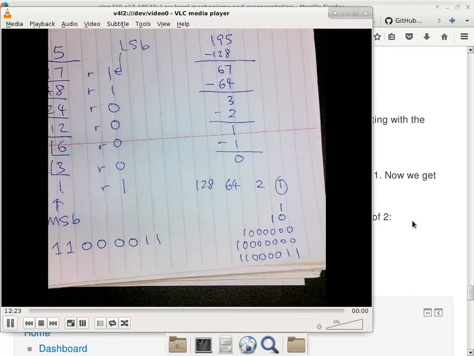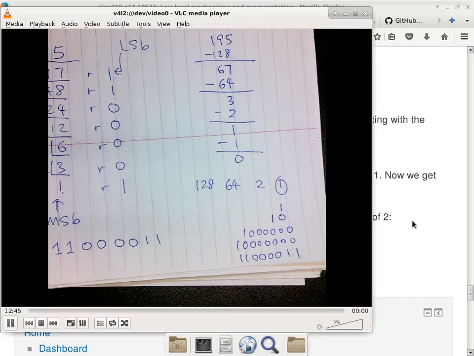So you can either use the compare and subtract method, or you can use the division method, depending on whether you can do division by 2 really fast, or whether you can do subtraction really fast. So it depends on your preference. Are there any questions about converting from base 10 to base 2?